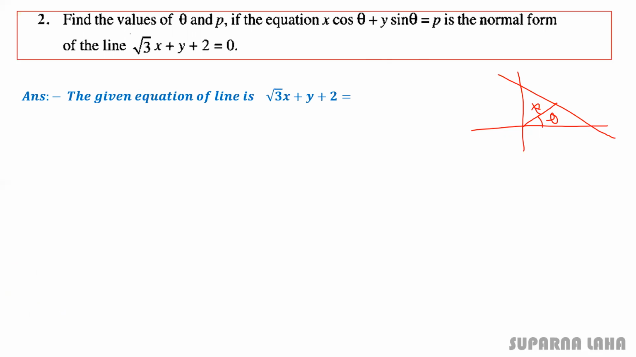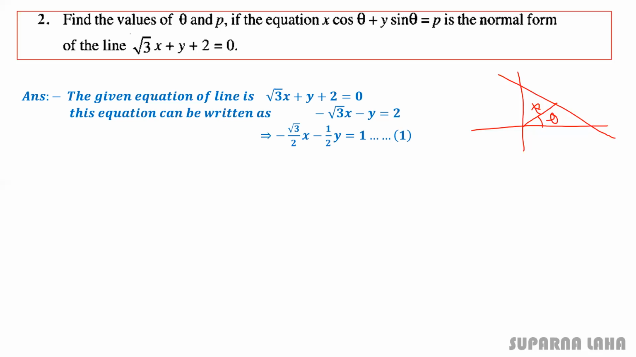So, the given equation, now how to rewrite this equation? You need to divide this equation by root over a square plus b square, that is, the coefficient of x whole square plus the coefficient of y whole square, then take the root. So that means root 3 whole square is 3, and 1 whole square is 1, that is 2. So divide the equation first by 2. So look here: minus root 3 by 2 into x minus half into y equals 1.